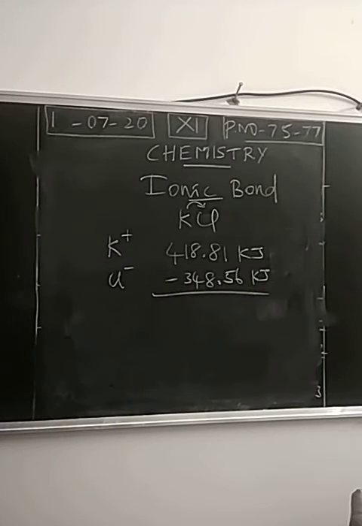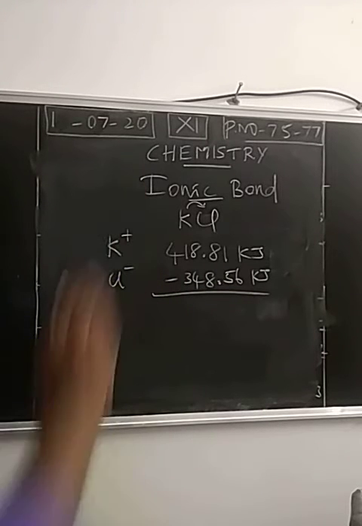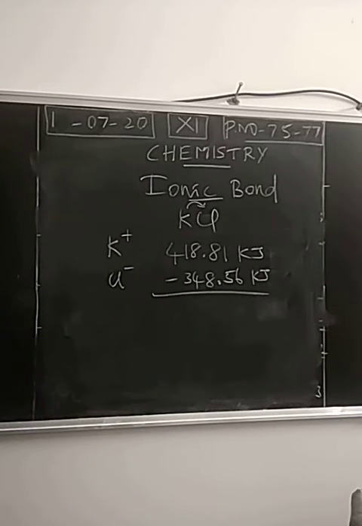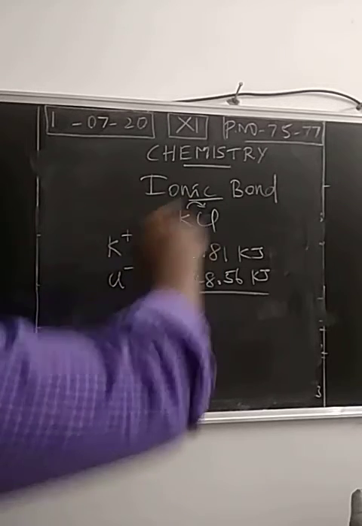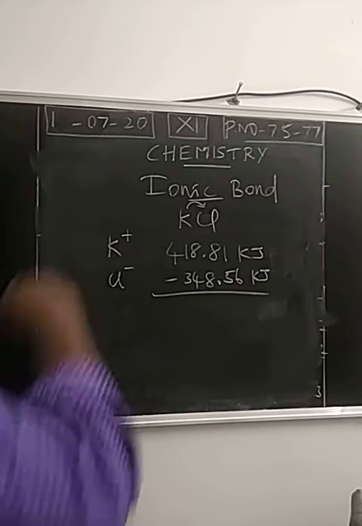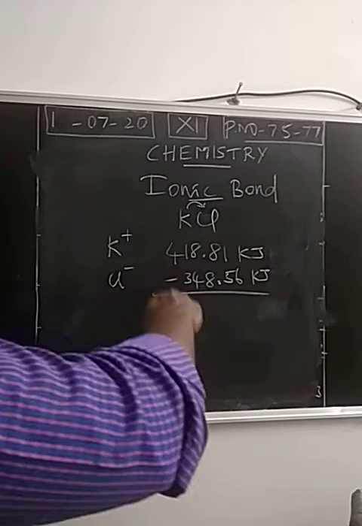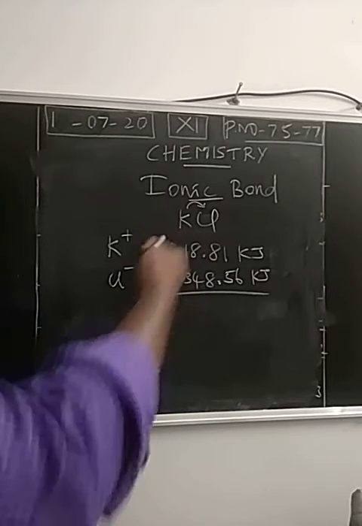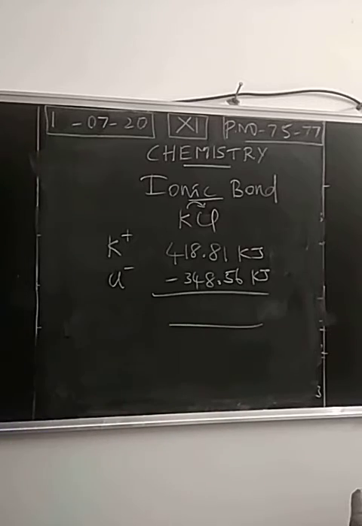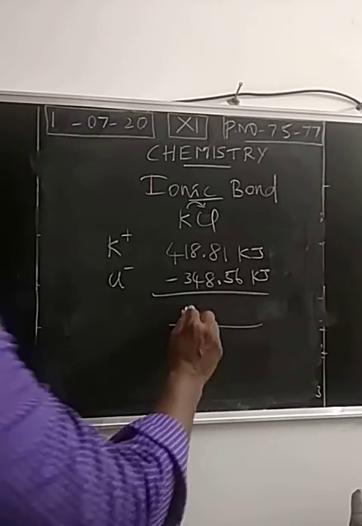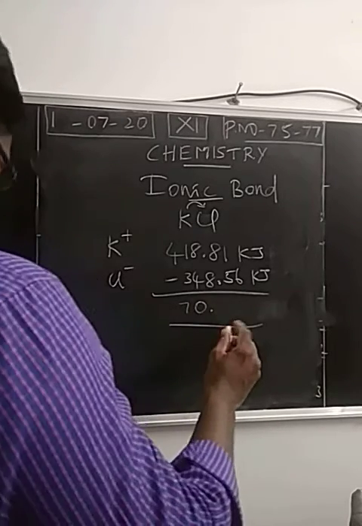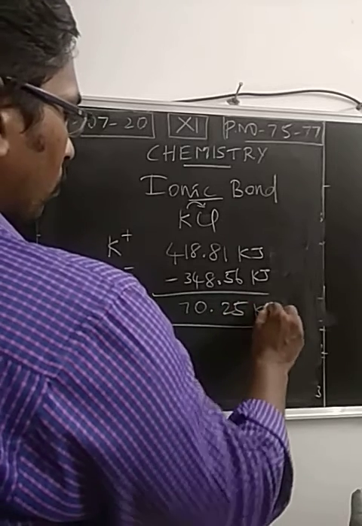So in the formation of potassium chloride, transfer of electron takes place. That means there are two processes: formation of cation and formation of anion. Formation of cation is initiated by providing energy, and this is called ionization energy. Formation of chloride liberates energy, and we call it electron gain enthalpy. The values are given, so the difference in the value is 70.25 kilojoule.